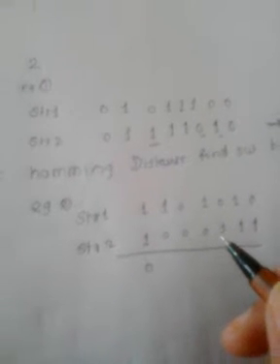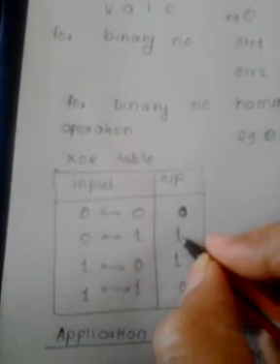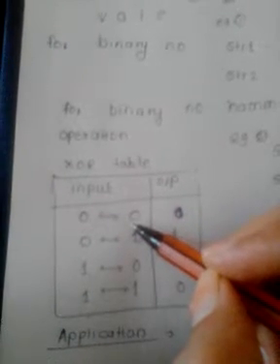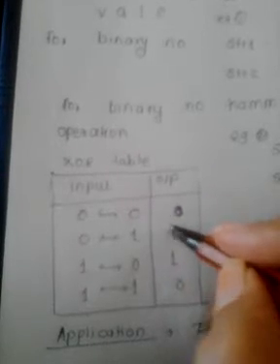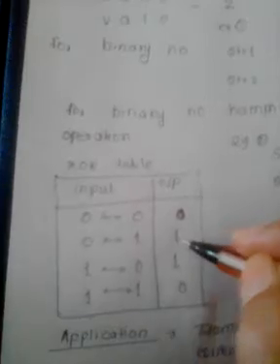In the XOR operation, consider the XOR table. If the two inputs are the same, 0 0 or 1 1, then the output is 0. If the inputs are different, if the first input is 0 and the second input is 1, then the output is 1. And if the first input is 1 and the second input is 0, the output is 1. It means if the same inputs are given, the output is 0. If different inputs are given, the output is 1.